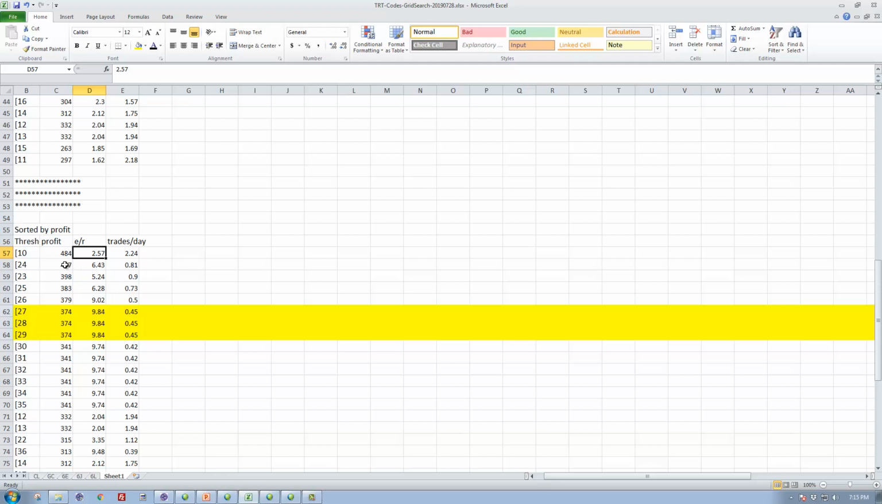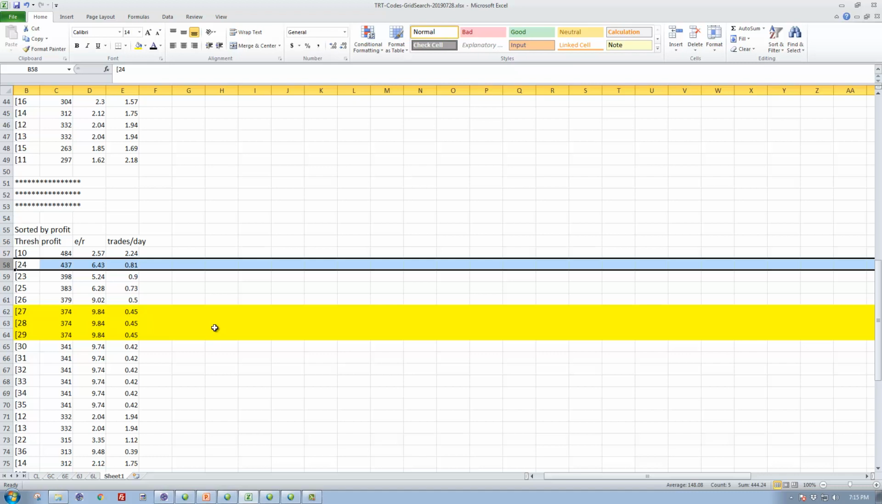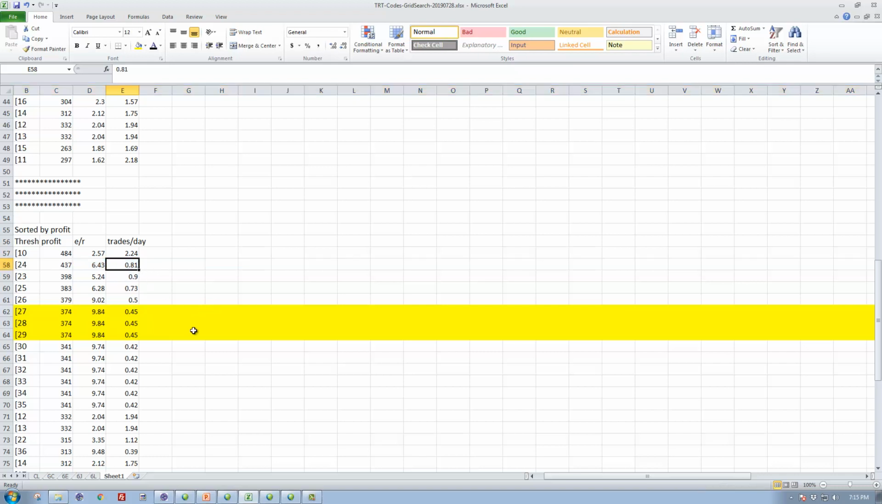So if you wanted to go for profitability over all else, the next one down would be what you'd be interested in. That's the set of codes that use this 24 as a threshold, which gave you 6.43 as an ER on 0.8 trades per day. So about 4 trades per week is what that averages out to. For me personally, I'm concerned about too high a number of trades per day since I'm trading multiple markets. So when I look at this, the only other one that looks interesting would be that one.